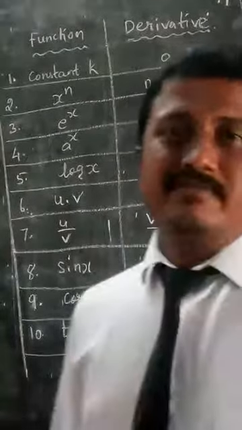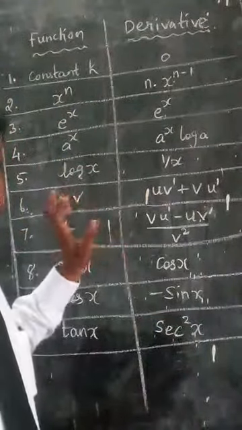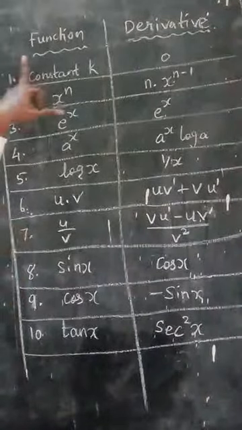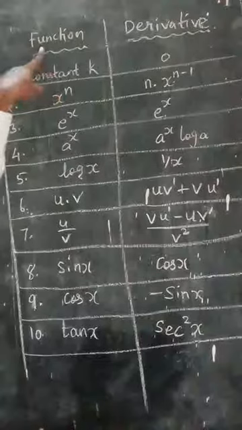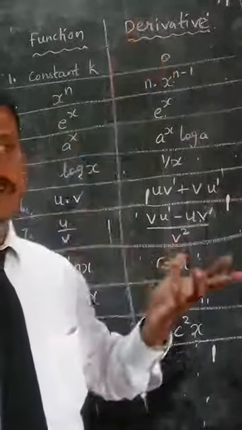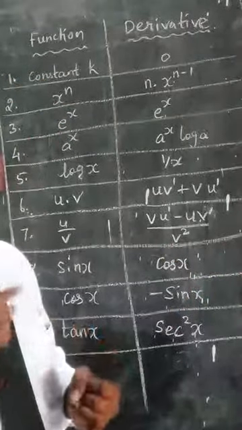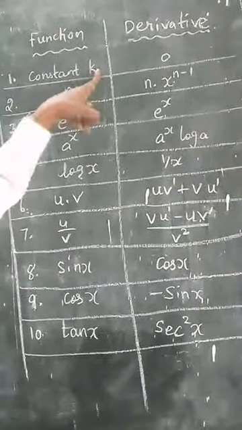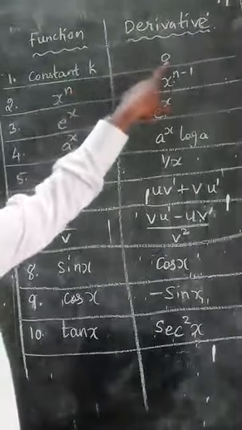First we will see all these. These are called the basic differentiation formulas. We will see them one by one. The table contains two columns. One is function, the other is derivative. Derivative means the rate of change of the function. What is the meaning of derivative? Calculating the rate of change. So for a constant k, when we calculate the derivative, the answer is 0.